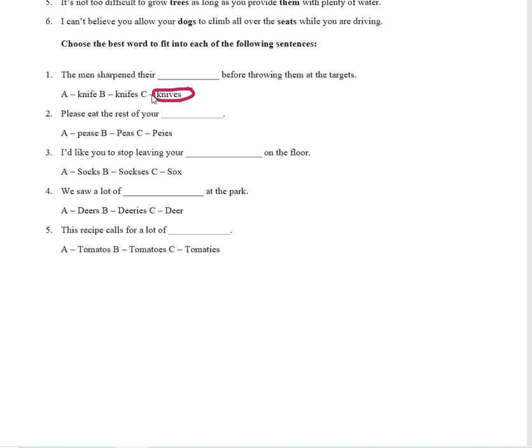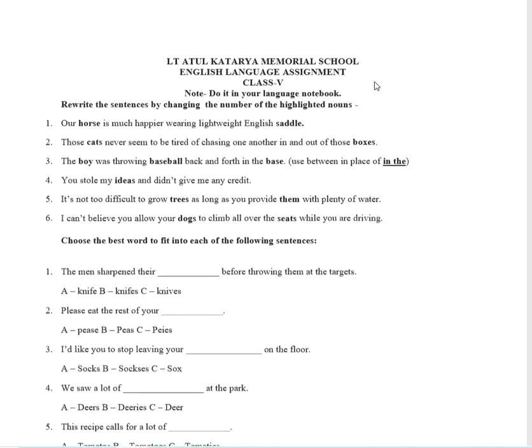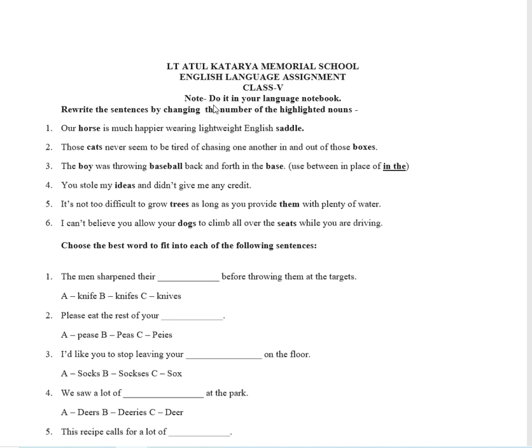Clear? So here you have to choose the correct option that has been given to you. Read the sentence, understand the sentence and then you can fill in the blank choosing the correct option. Understood? Complete this assignment, children, in your English language notebook. It's written, do it in your English language notebook. So please complete it in your English language notebook.